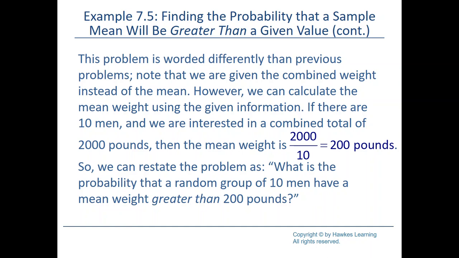So for this one here, what we need to do is reword the problem. Basically, what is the probability that a random group of men have a mean weight, so an average weight, greater than some amount? Again, we are interested in the combined total weight being more than 2,000 pounds. But if you take 2,000 divided by 10, that means their average, or their mean, would be 200. So we can reconstruct that problem, and then from there, we can draw it.